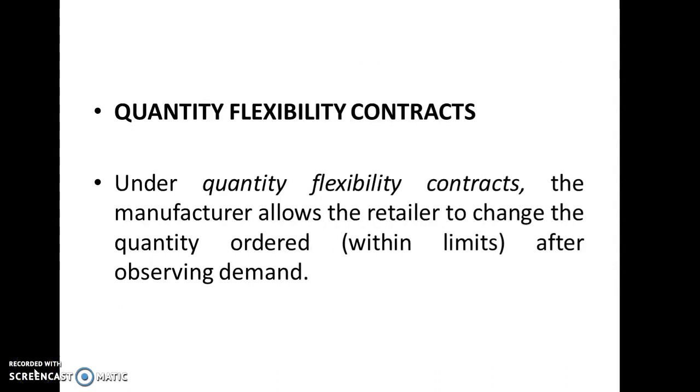The third one is quantity flexibility contracts. Under quantity flexibility contracts, the manufacturer allows the retailer to change the quantity ordered, but of course within a certain limit after observing demand. So, in this method, the manufacturer gives flexibility to the retailer so that he can change the quantity ordered after observing the demand for the particular product, but of course within a certain maximum limit.